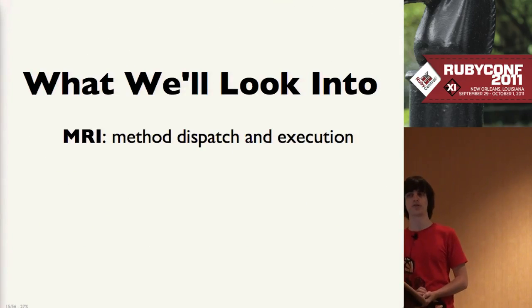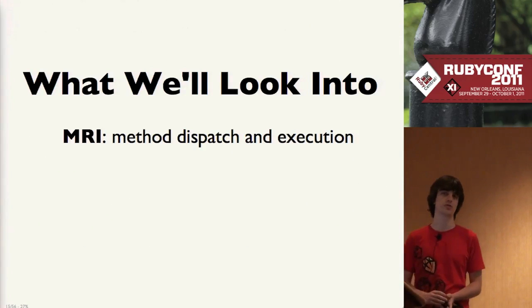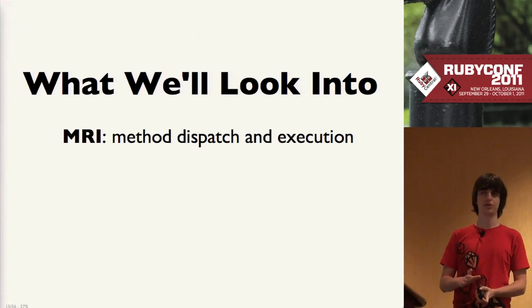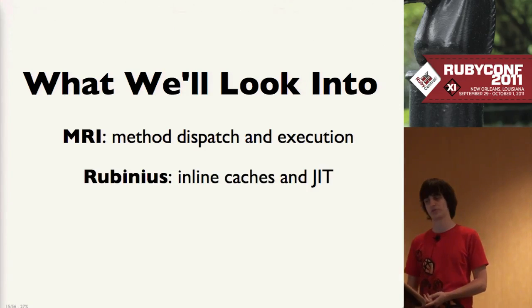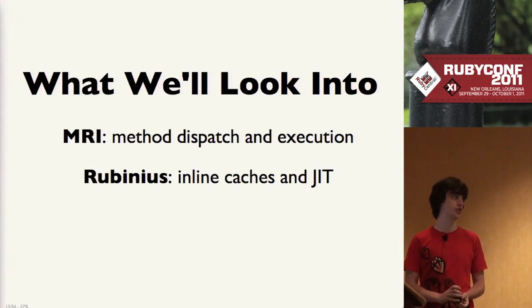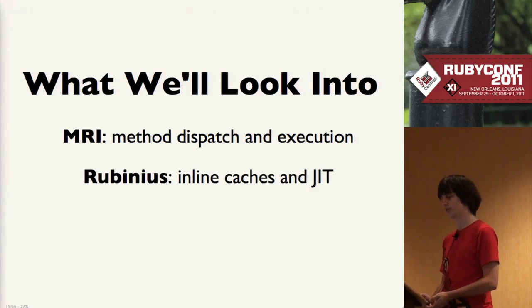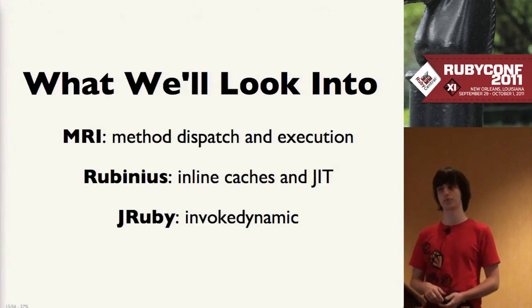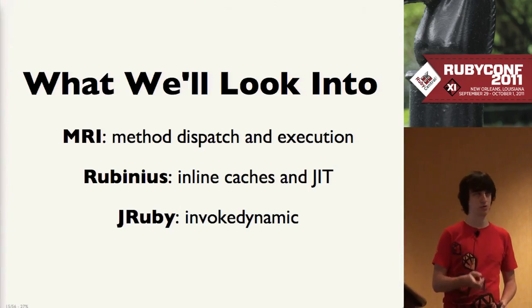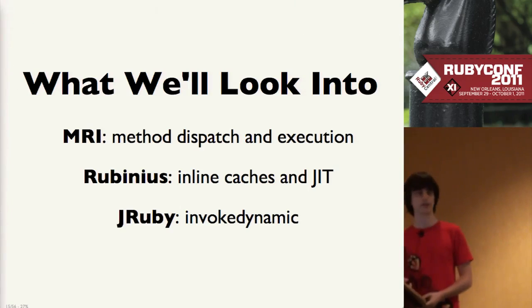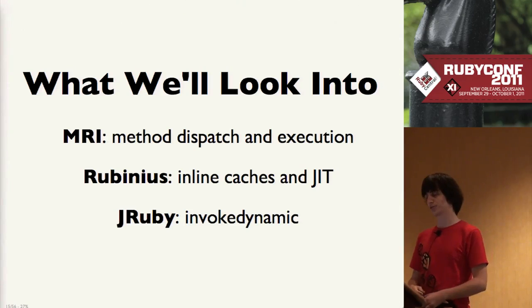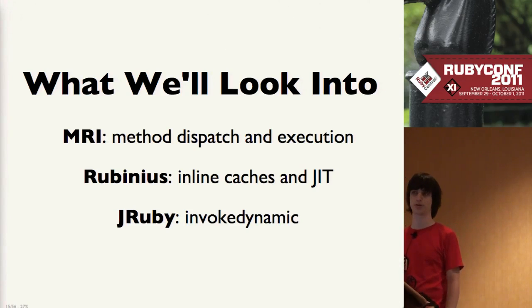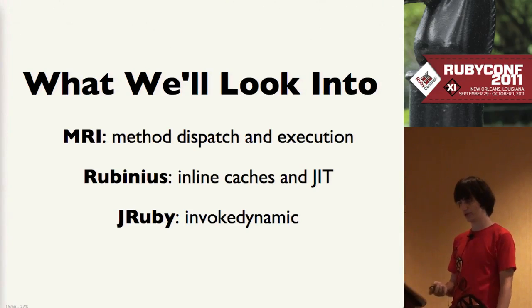I'll talk about method dispatch and execution while looking at MRI, I'll talk about inline caches and jitting while talking about Rubinius, and I'll talk about invokedynamic while talking about JRuby. That doesn't mean that only those implementations do that. OK, only JRuby is doing invokedynamic, but both Rubinius and JRuby have a JIT, for instance.